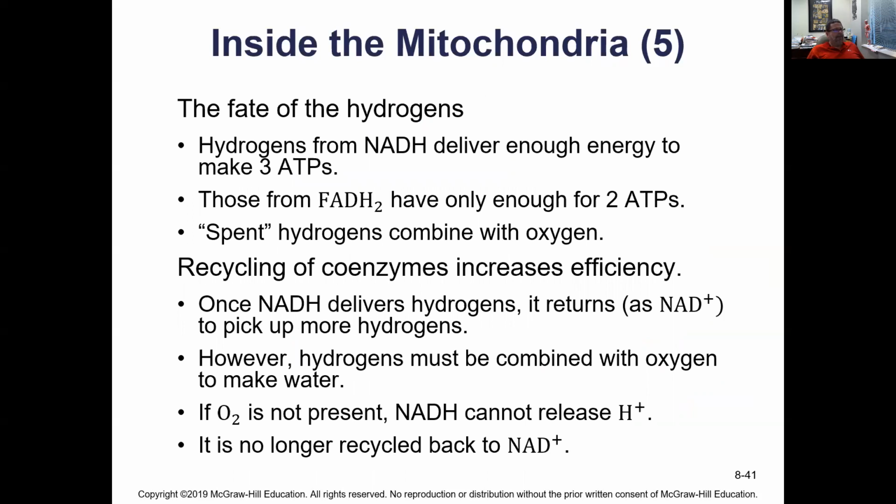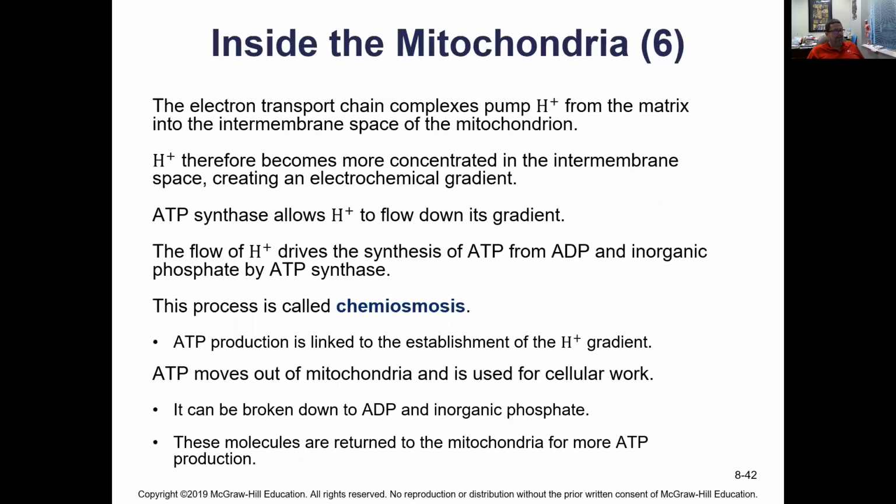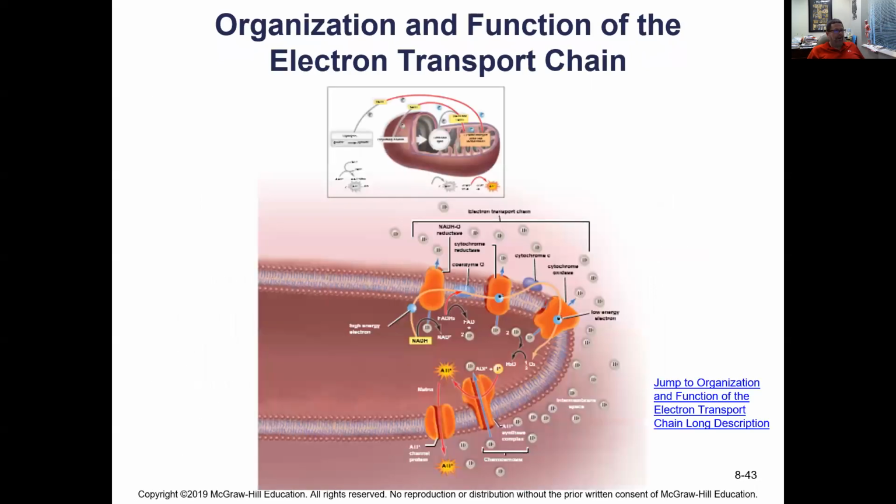So hydrogens from NADH are going to be delivered here, and they're going to be pumped from the matrix into the outer membrane space between the crista and the outer membrane of the mitochondria, as we'll see in just a second. Check it out. We have another electron transport chain like we saw in the chloroplast. Let's get to the picture of it. Here it is. So here is the electron transport chain, right?